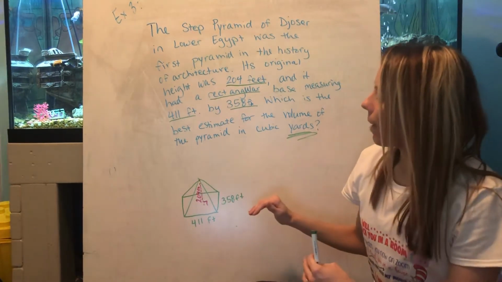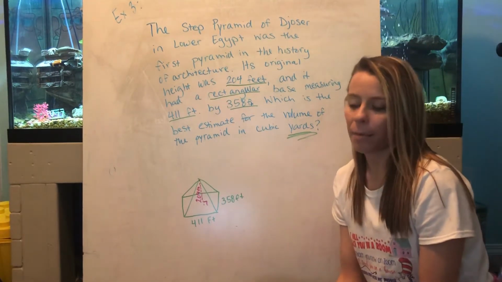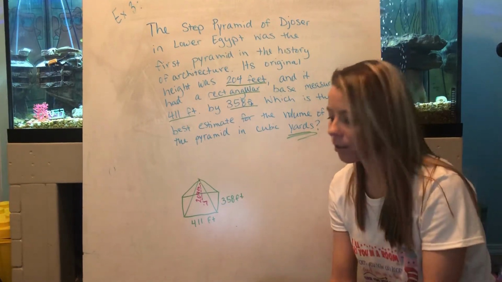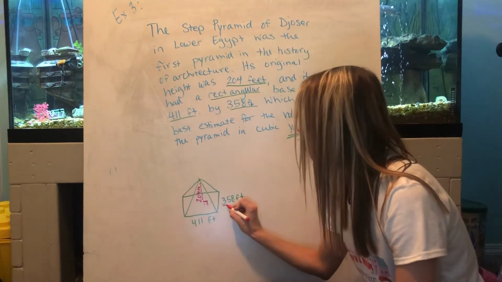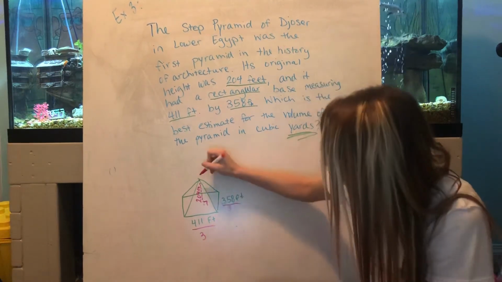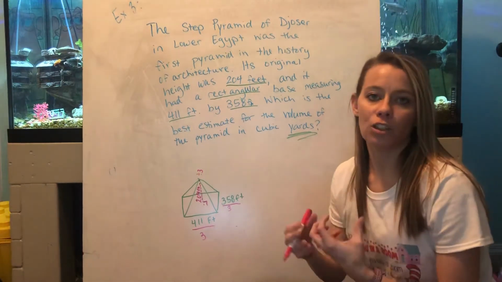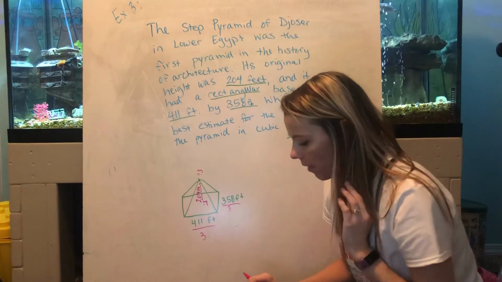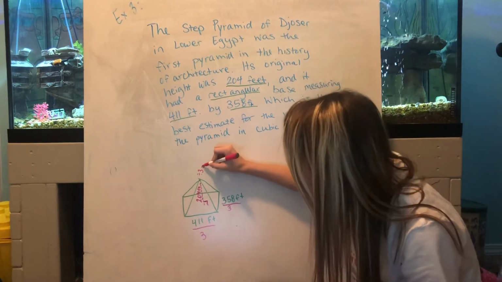So, how many feet are in a yard? A lot of you know this if you've ever worked with material. There's 3 feet in a yard. So I'm going to take each one of these numbers and divide it by 3. 204 divided by 3 to get the units for each side of the pyramid, and then we're going to work from there. So whenever I divide each of these by 3, 204 divided by 3 gives me 68.